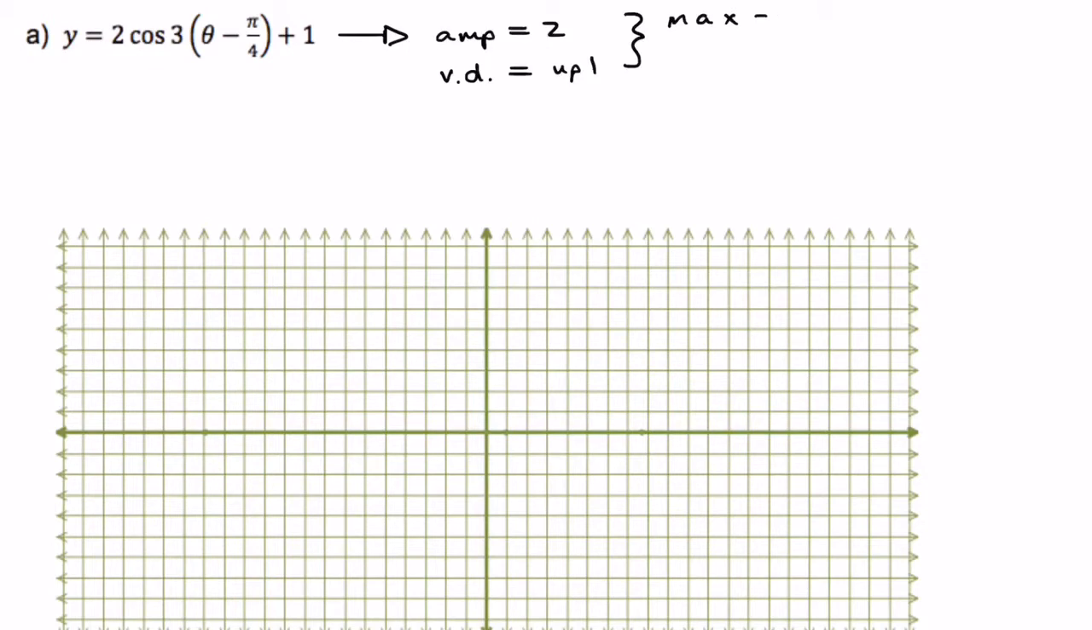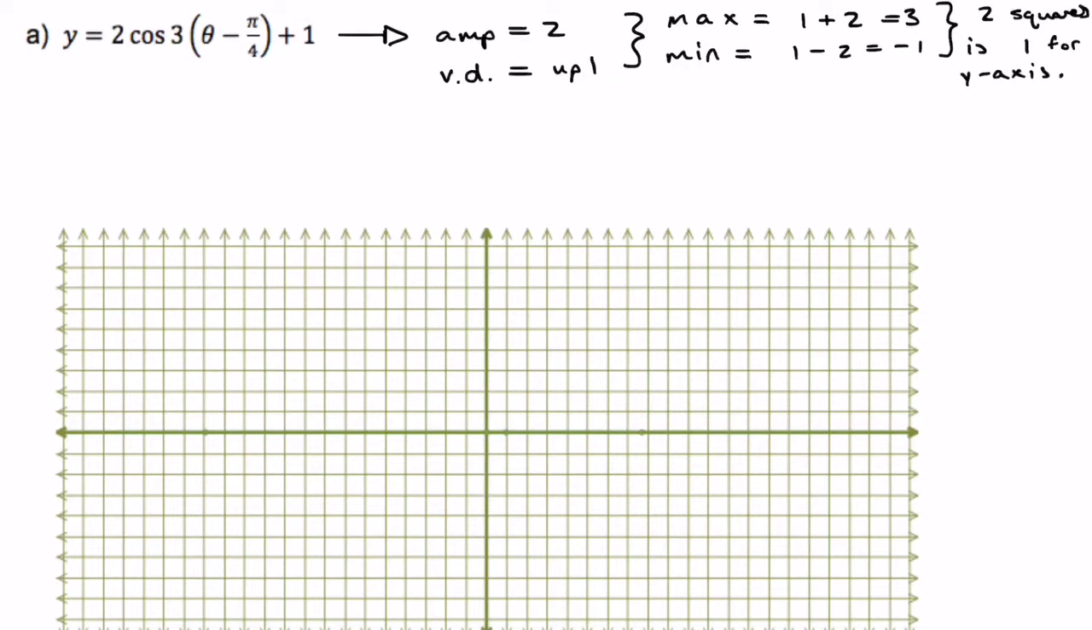So 1 plus 2 is 3. The minimum value is the vertical displacement minus the amplitude. 1 minus 2 is negative 1. So I know I've got to go from -1 to 3, which isn't super far apart. So I'm just going to make the y-axis a little bigger. I'm going to go every 2 squares is 1 unit for the y-axis.